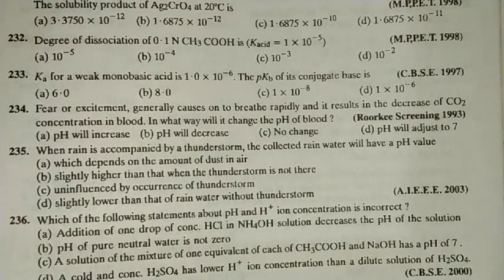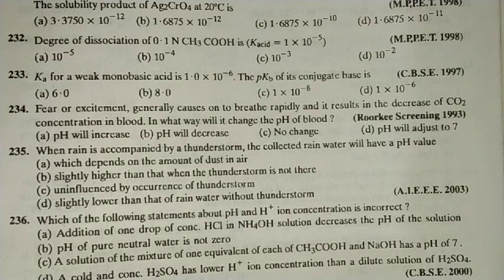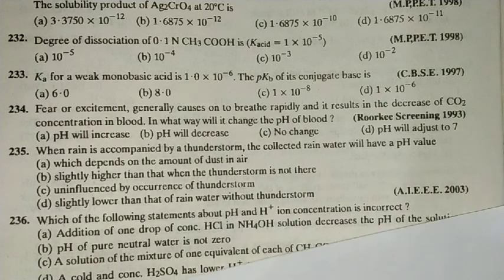Fear or excitement generally causes one to breathe rapidly, and its result is decrease of CO2 concentration in the blood. In what way will it change the pH of the blood? pH will increase, pH will decrease, no change, pH will adjust to 7. Okay, so what they asked in this question, it is just a general type question only. Fear or excitement generally causes rapid breathing. We are taking breath rapidly. In that time, CO2 concentration decreases in the blood level. So finally they asked, what is the effect on pH?